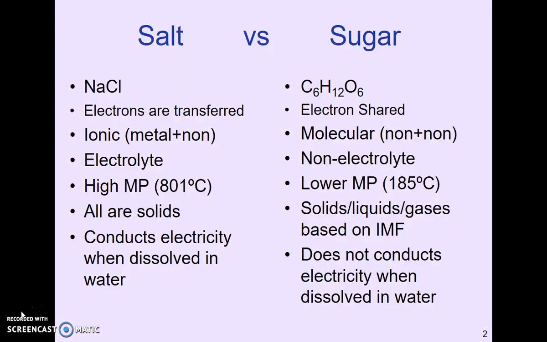So if we compare salt and sugar, the chemical formula of salt is NaCl, and the chemical formula of sugar, this is glucose actually, is C6H12O6. Salt is an ionic compound, and sugar is a covalent compound. So here we're comparing the properties of an ionic compound with a covalent compound. In an ionic compound, electrons are transferred from the metal to the non-metal. And in covalent bonding, electrons are shared, usually between nonmetals, or always between nonmetals, and sometimes semimetals.